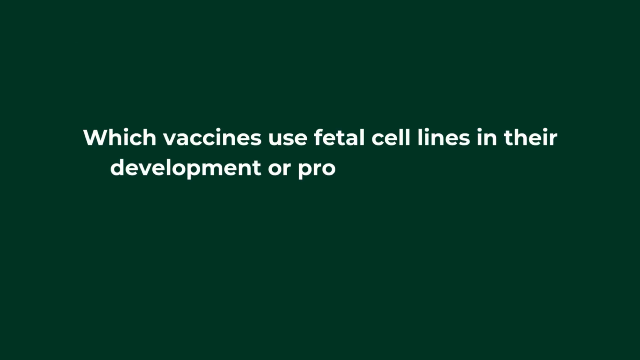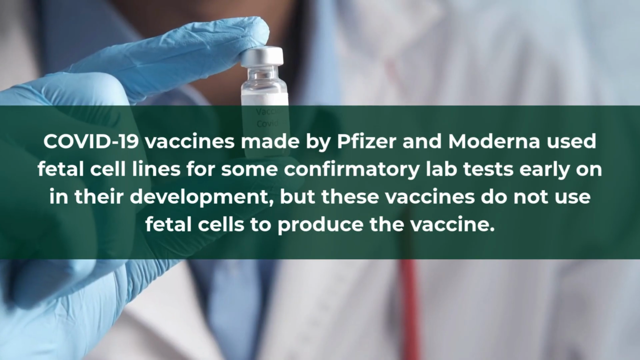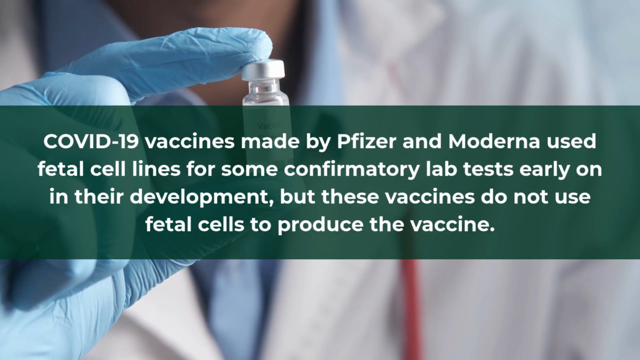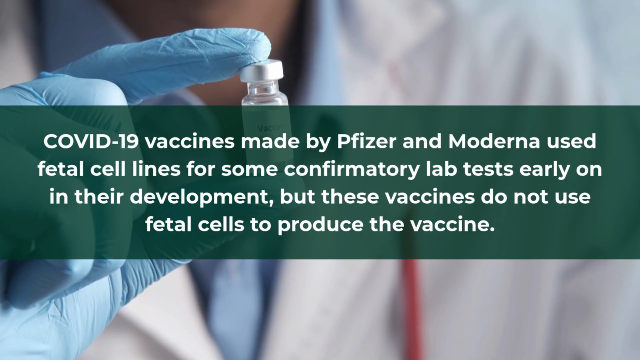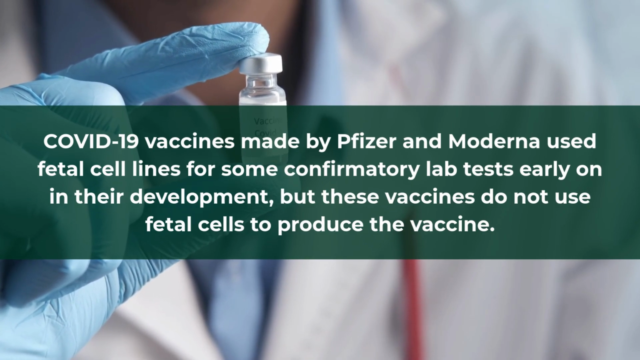Which vaccines use fetal cell lines in their development or production process? As you can see, vaccines for varicella, rubella, hepatitis A, rabies, and some COVID-19 vaccines are all made by growing the viruses in fetal cells. COVID-19 vaccines made by Pfizer and Moderna used fetal cell lines for some confirmatory lab tests early in their development, but these vaccines do not use fetal cells to produce the vaccine.